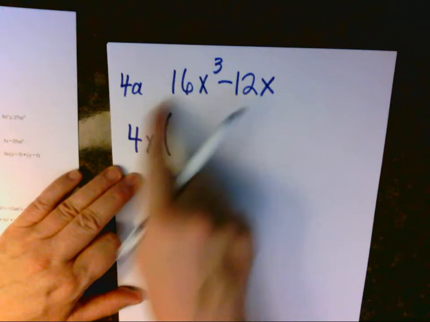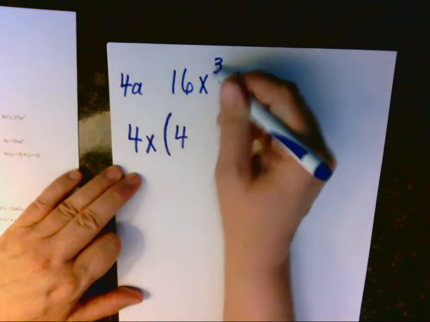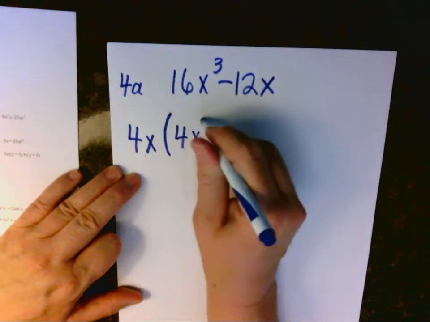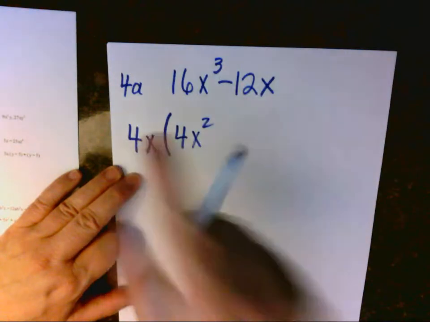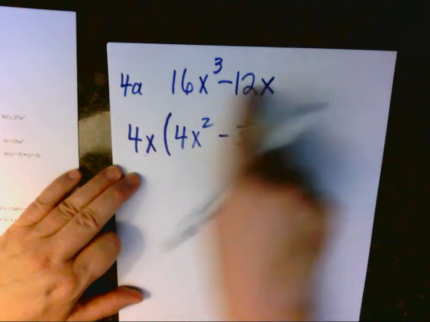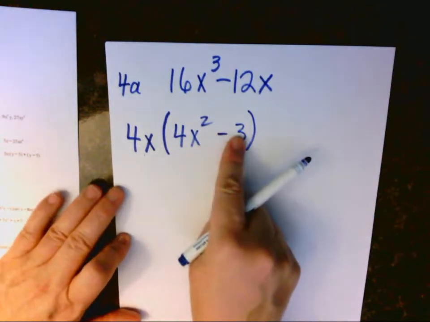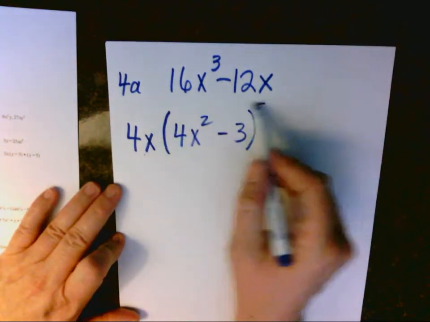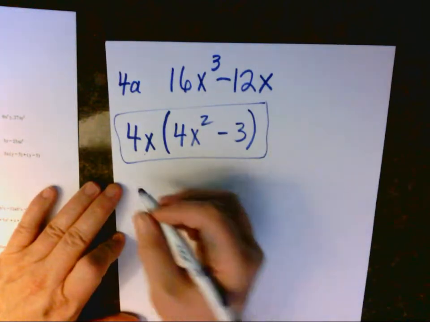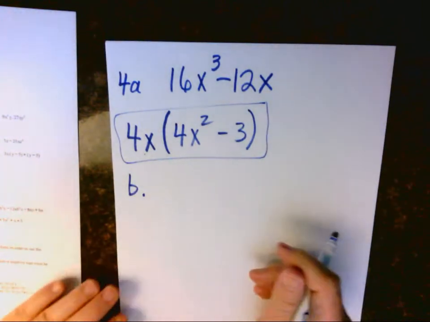Divide it out. 16 divided by 4 is 4. X cubed divided by x leaves x squared. 12 divided by 4 would be negative 3. X, we pull that x out, nothing there. Okay, and this is the difference of not perfect squares. So they've given us things that will not factor again. So that would be the answer on part A.